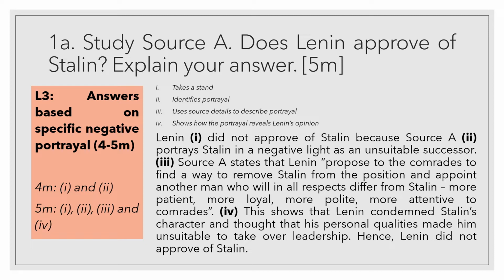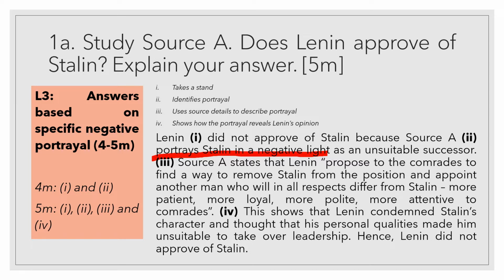Okay, so I'm going to jump straight to level 3 answers. Level 1 and 2 are wrong answers anyway, but in case you are curious, level 2 is when you pass the question, you get 3 out of 5, but that's when you don't give me a specific negative portrayal. As you can see from level 3 answers, you tell me that Lenin did not approve of Stalin because source A portrays Stalin in a negative light.